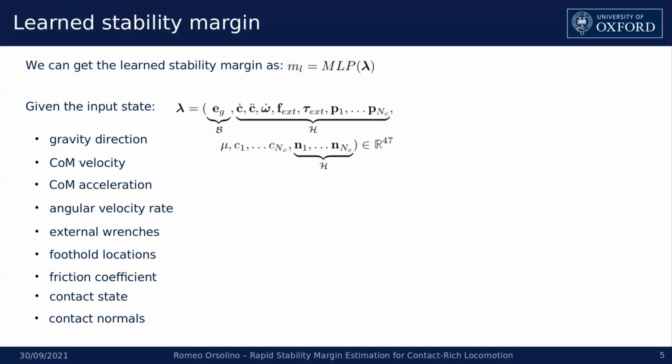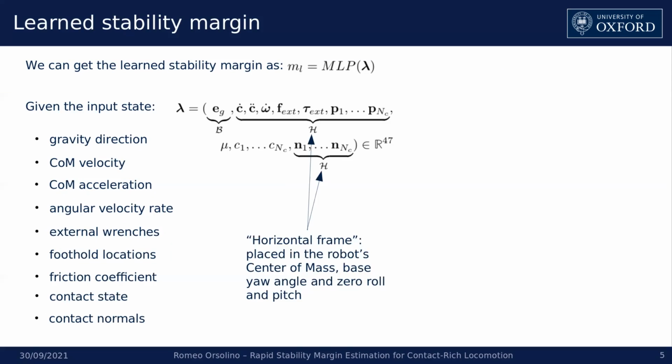It is important to notice that the contact locations are expressed with respect to what we call the horizontal frame. This frame is placed in the center of mass of the robot, and it therefore implicitly carries the needed information about the relative position between the COM and the contacts.